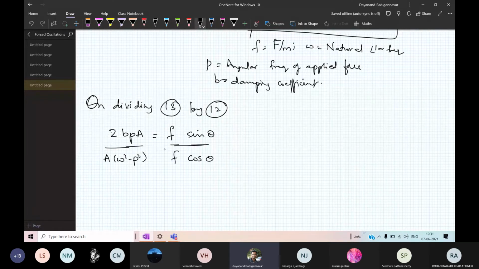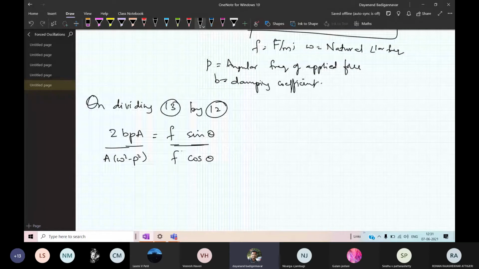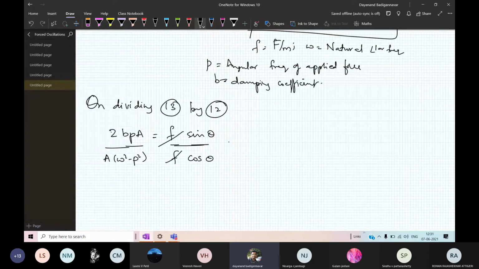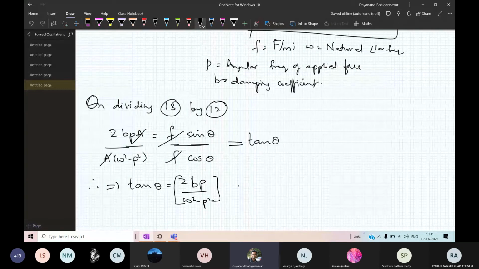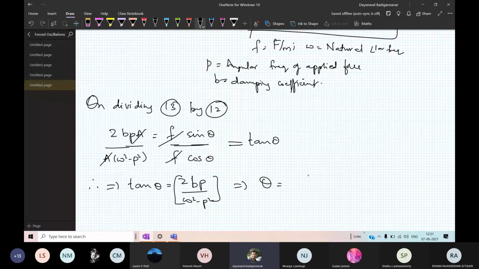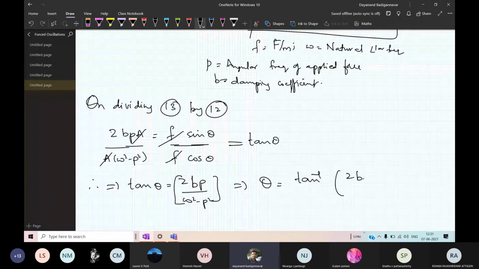Here we cancel F. F sin theta by cos theta, that is nothing but tan theta. Therefore, here a cancels. So that will give you tan theta is equal to 2bp divided by omega square minus p square. That implies theta is equal to tan inverse of 2bp by omega square minus p square.